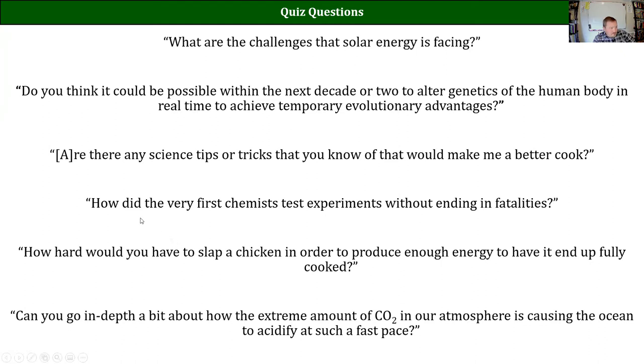And then one last one for today. How did the very first chemists test experiments without ending in fatalities? I thought that was a good question. And the broad answer is, well, they didn't always. Sometimes people died.